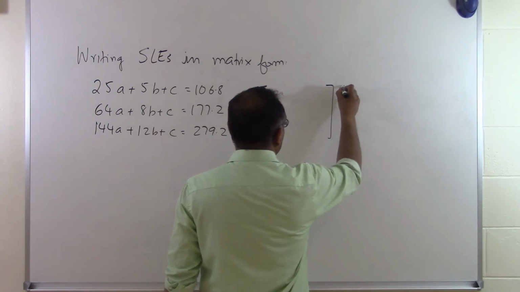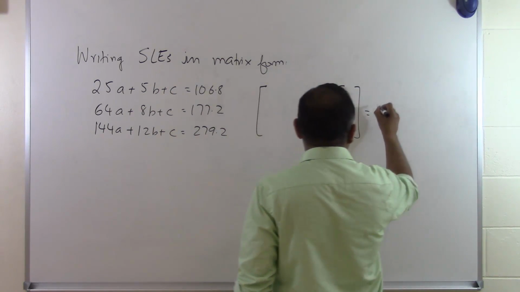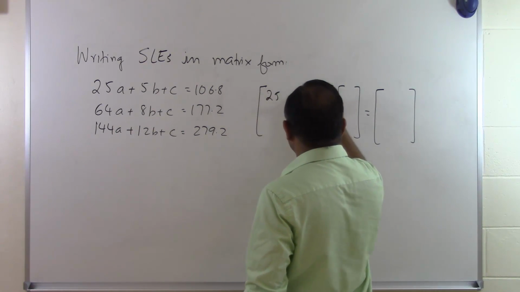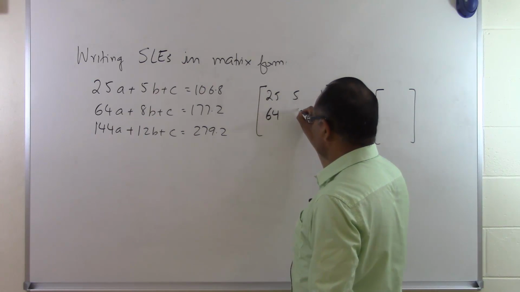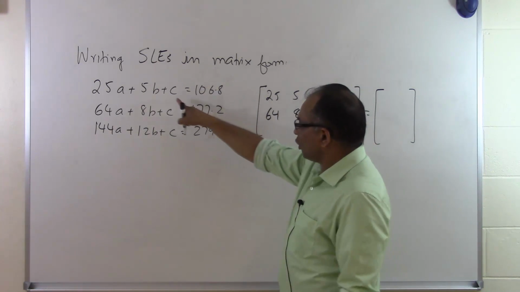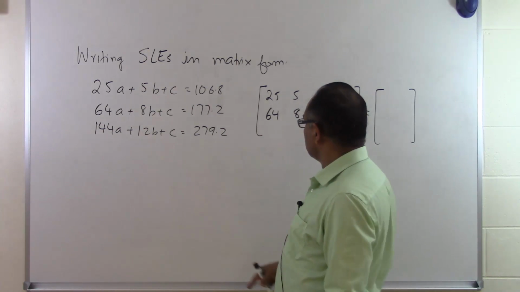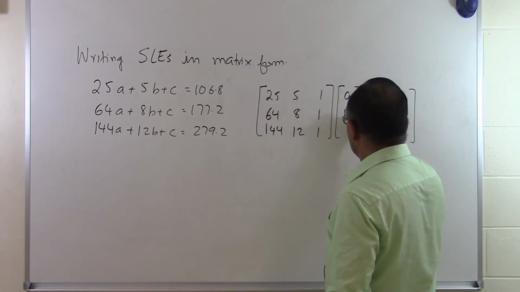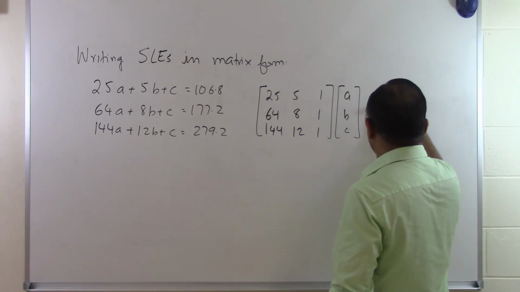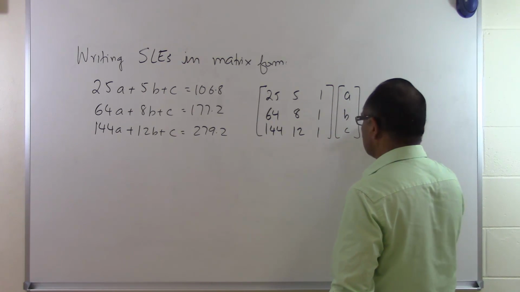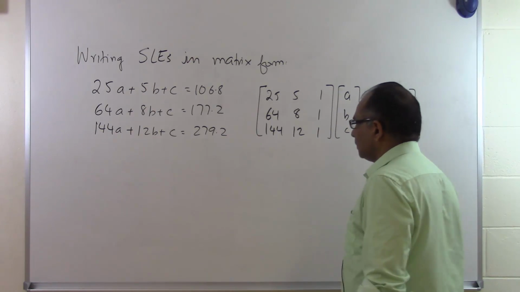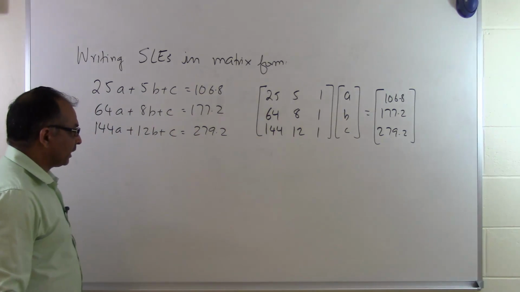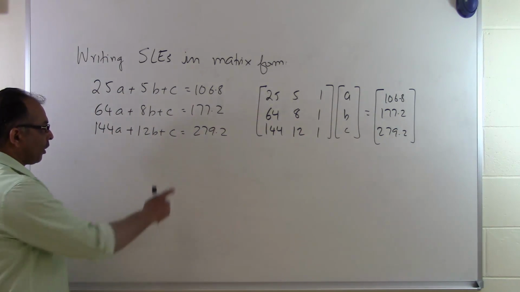If I asked students to do this, they will simply start writing like this. They'll say 25, 5, 1, 64, 8, 1. You have to understand the coefficient of C here is 1, not 0, just because there's nothing there. 144, 12, 1, they will say A, B, C, and they will put 106.8, 177.2, and 279.2. But the thing we have to realize is how do we get from here to here? That's not a direct step.